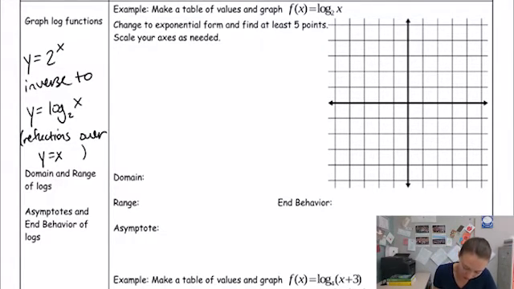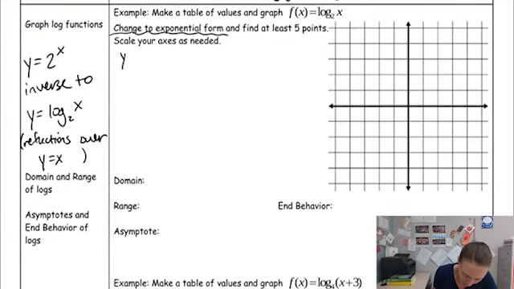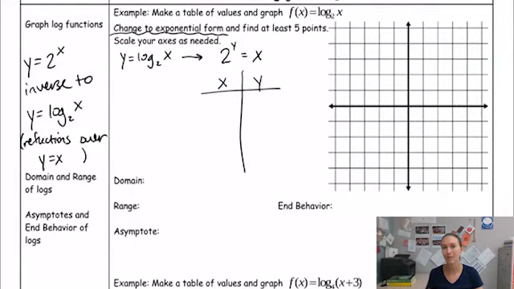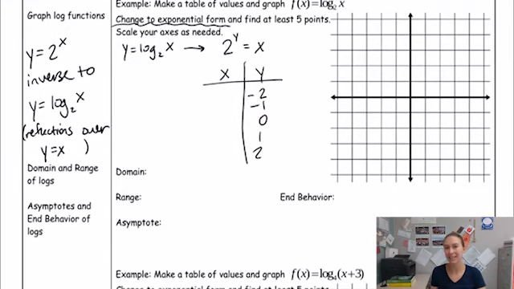All right, so what I would suggest you do first is change to exponential form. So if I have y equals log base 2 of x, I'm going to change this to exponential form. I get 2 to the y equals x. Remember, the log is the exponent, so y becomes the exponent. When I make a table of values, it's going to be a little weird. This is the first time where it's actually easier if we input values for y instead of x. So I'm going to do -2, -1, 0, 1, and 2 for y. Plug those in and get the x values.